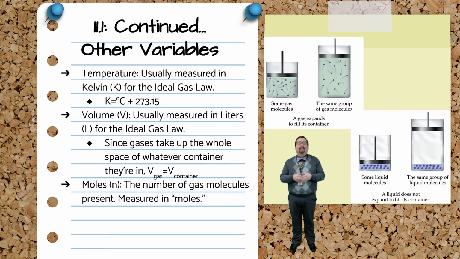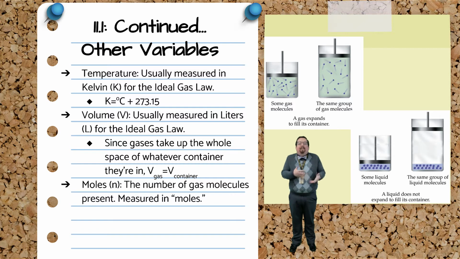For volume, since a sample of a gas does not have a definite volume, it fills whatever container it's in. Therefore, the volume of a sample of a gas would just be equal to the volume of the container that holds it. This is not the same for our condensed phases of liquids or solids. They have their own distinct volumes.